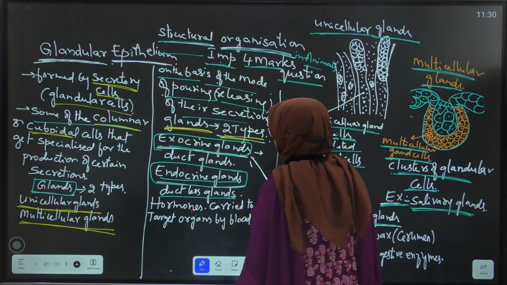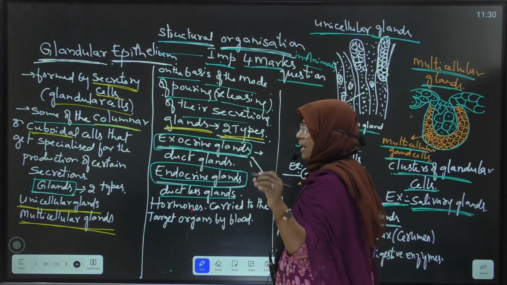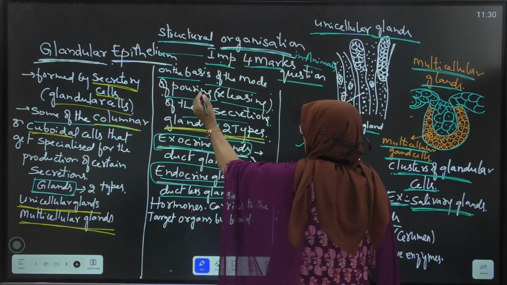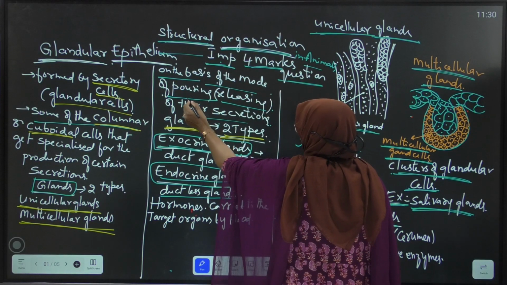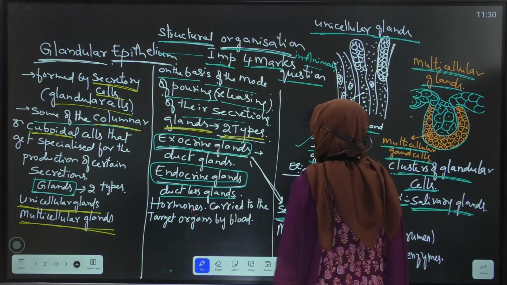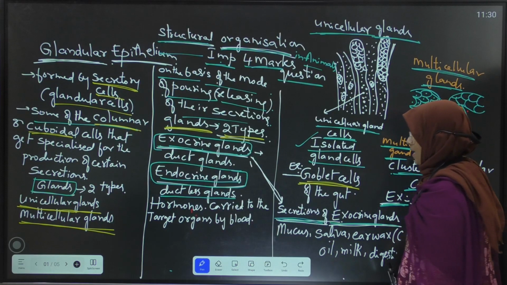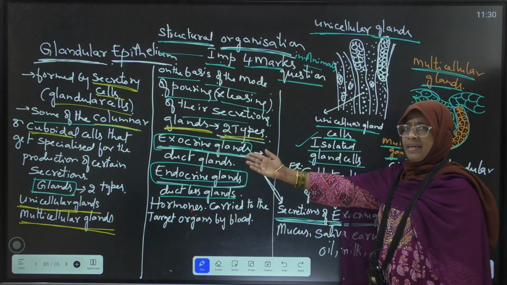Okay. Next, this is about the classification of glands, types of glands based on the mode of releasing their secretions: exocrine glands and endocrine glands. Next, about the secretions of the exocrine glands. Exocrine glands are duct glands, no?